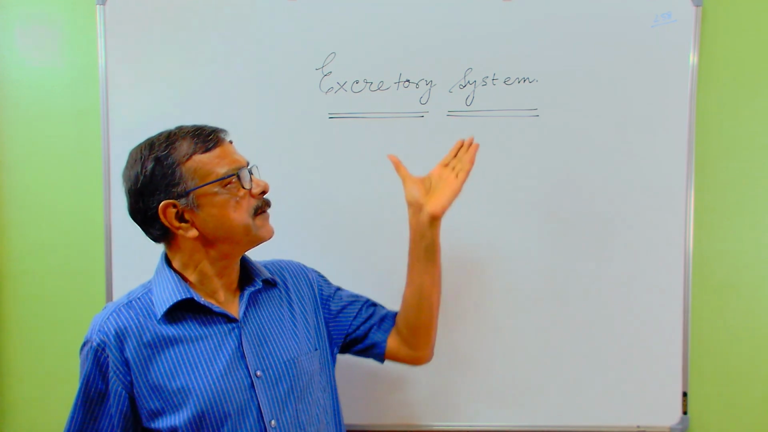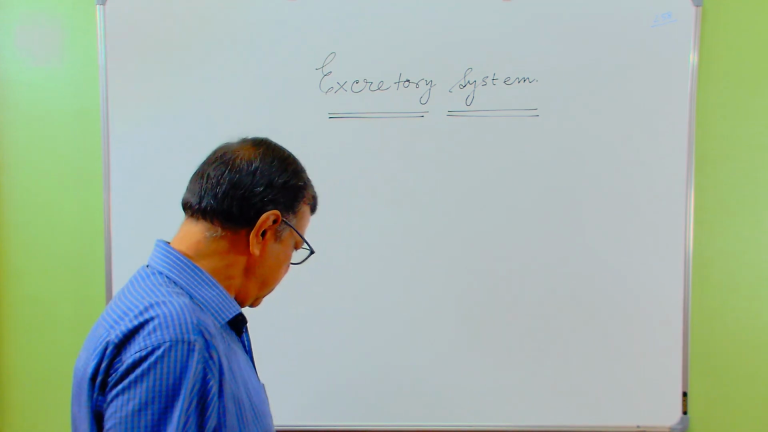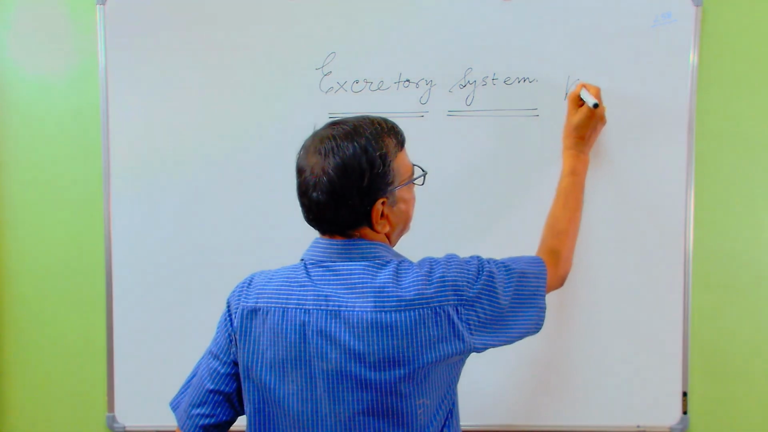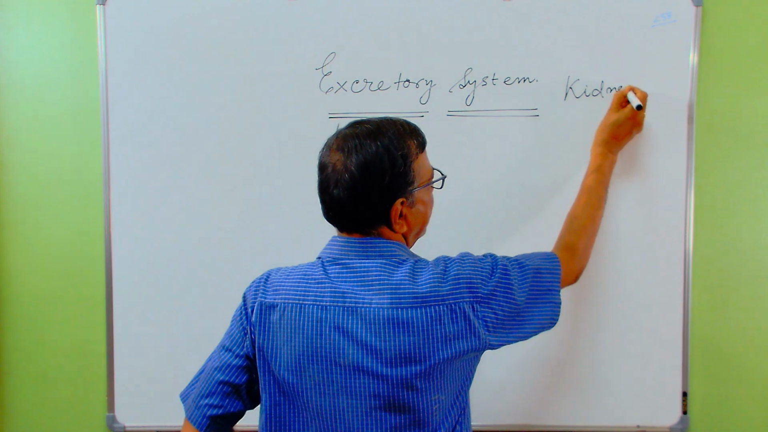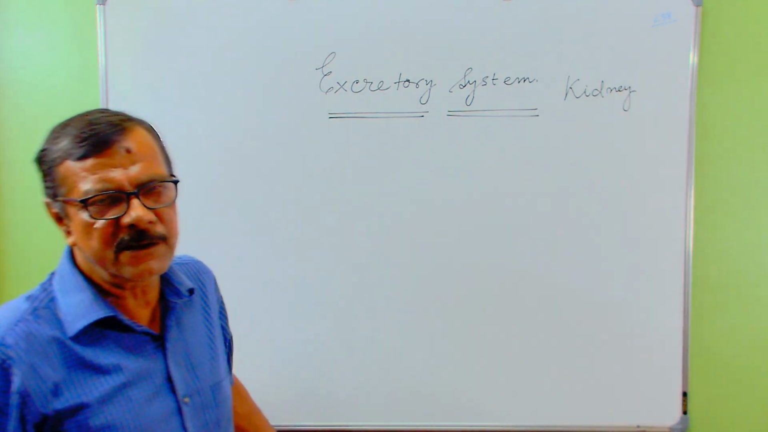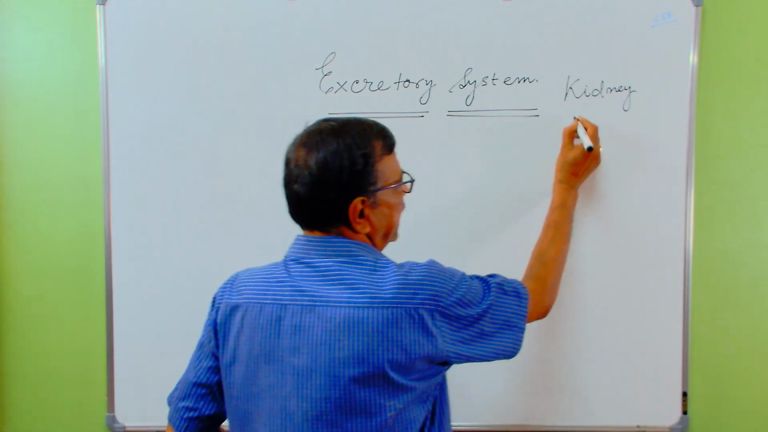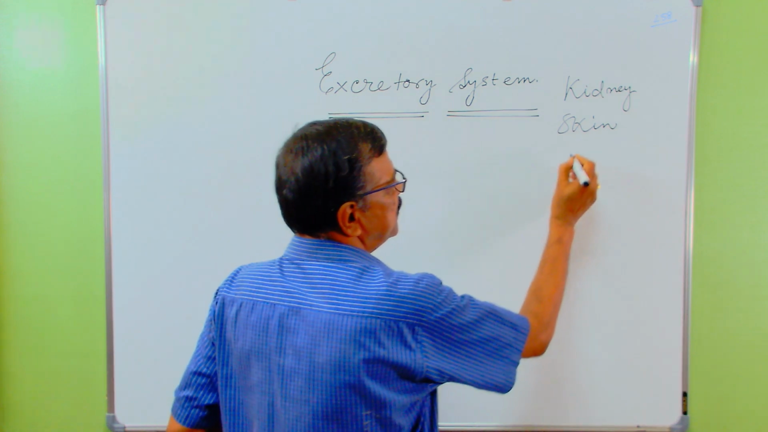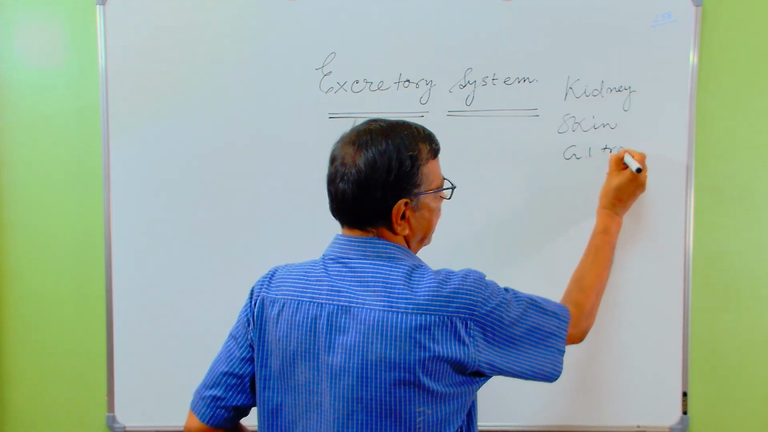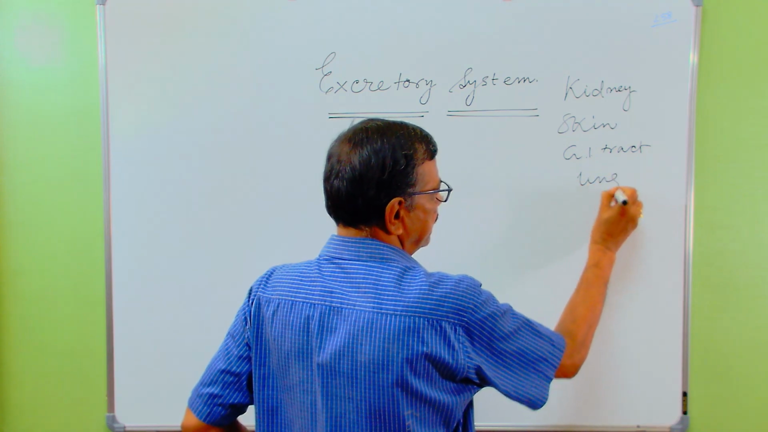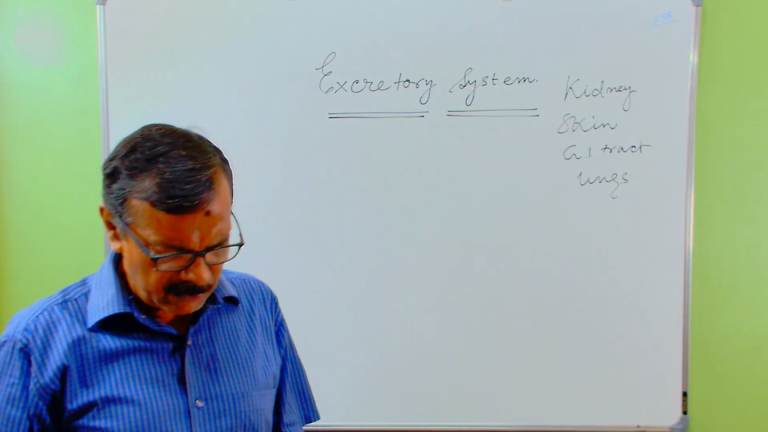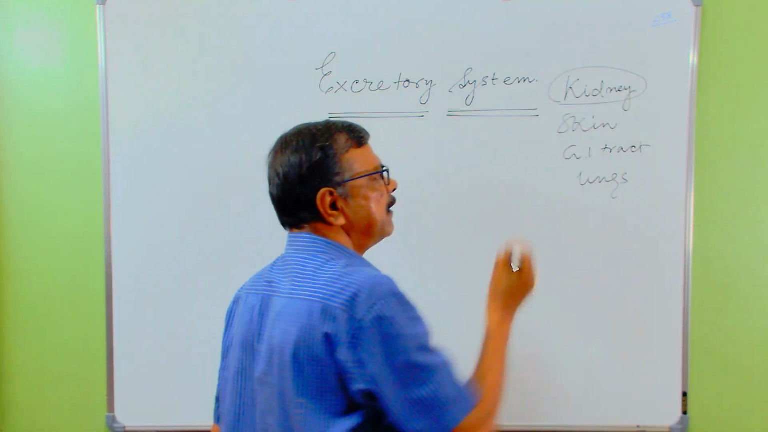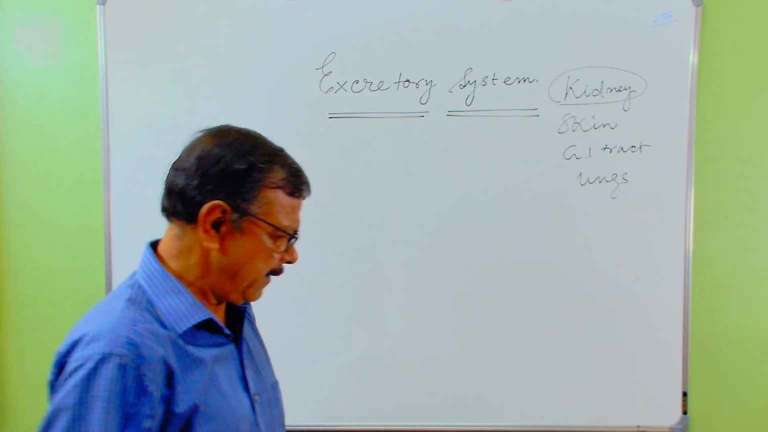The excretory system consists of many things. The kidney is the first; the kidney is related to excretion. Skin excretes something. Then the GI tract, lungs. These are the excretory organs. Mainly it is concerned with the kidney, so we will focus our discussion on the kidney today.